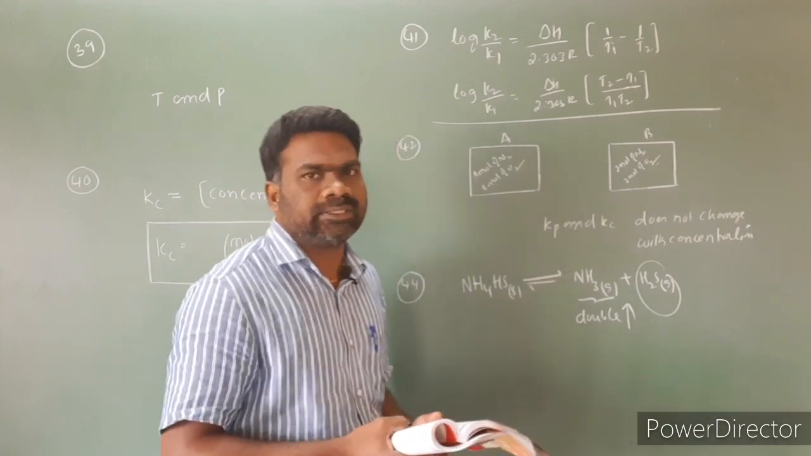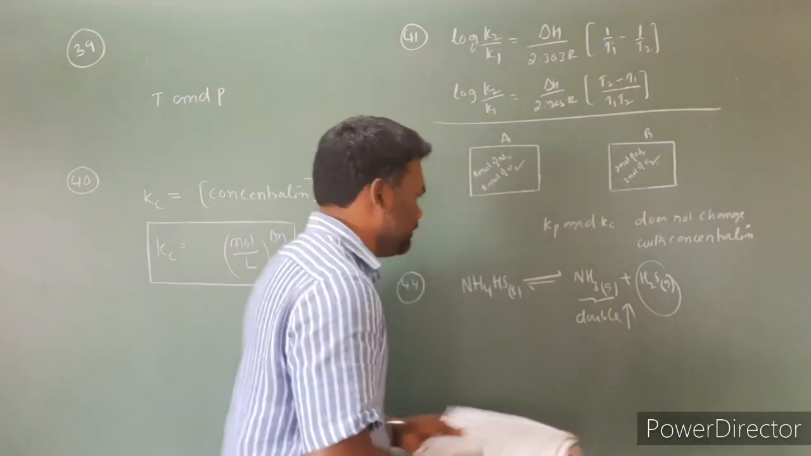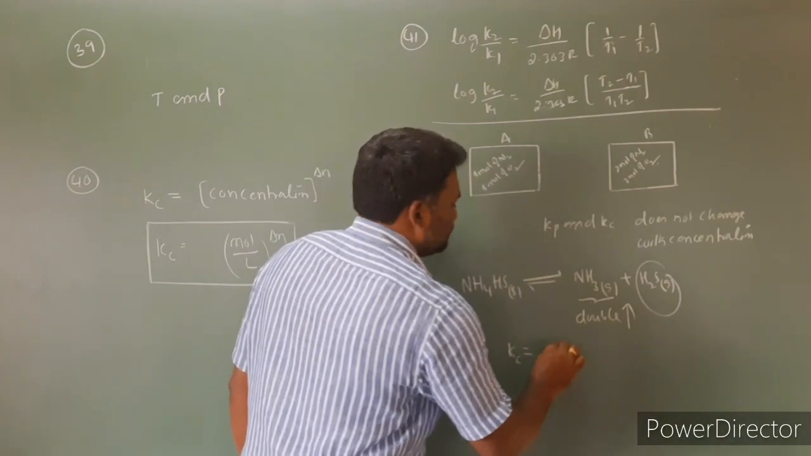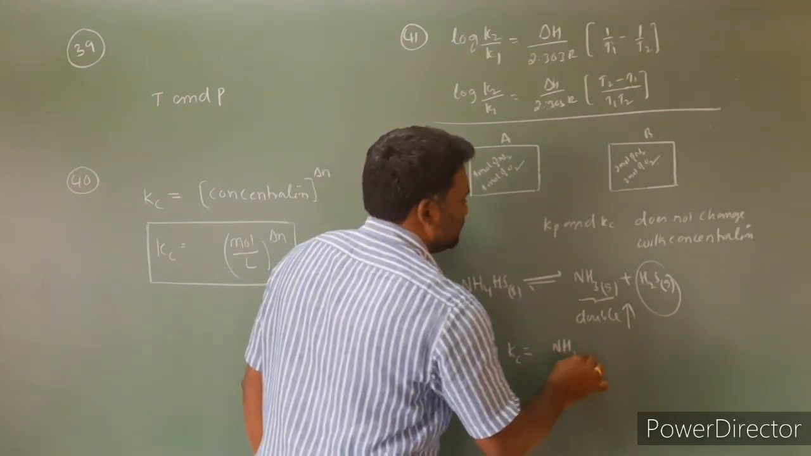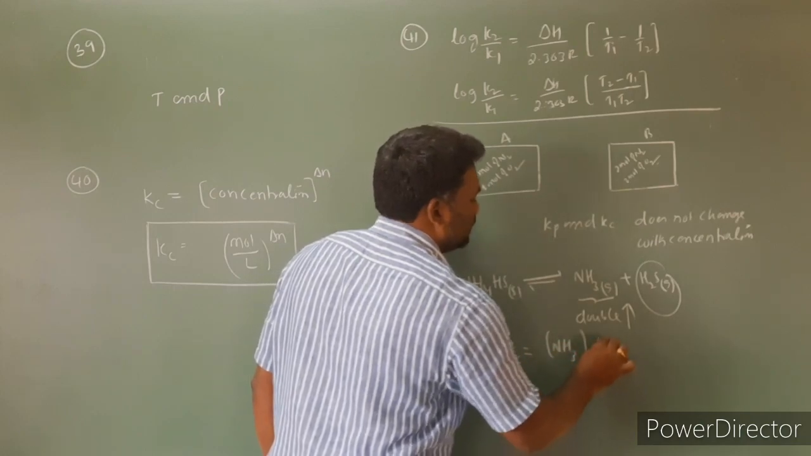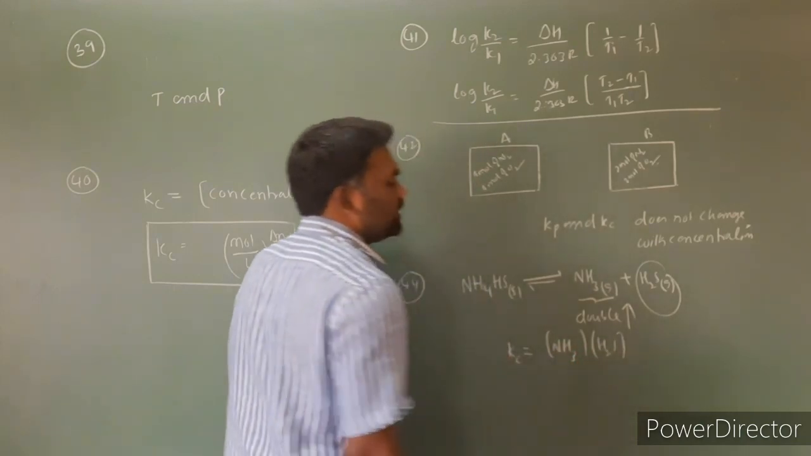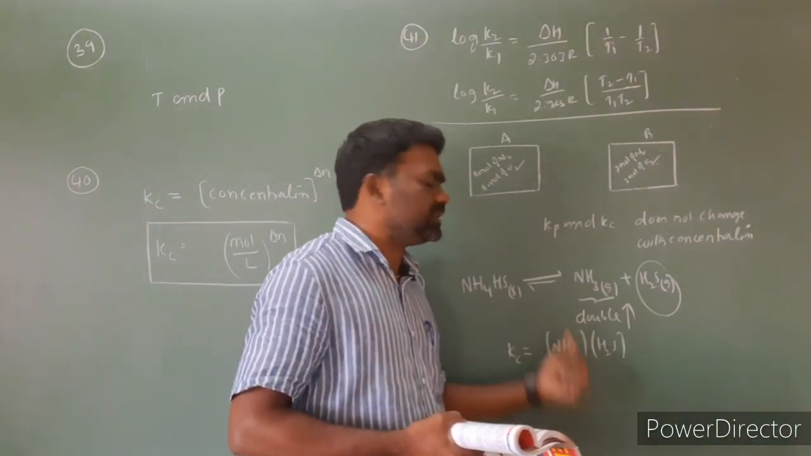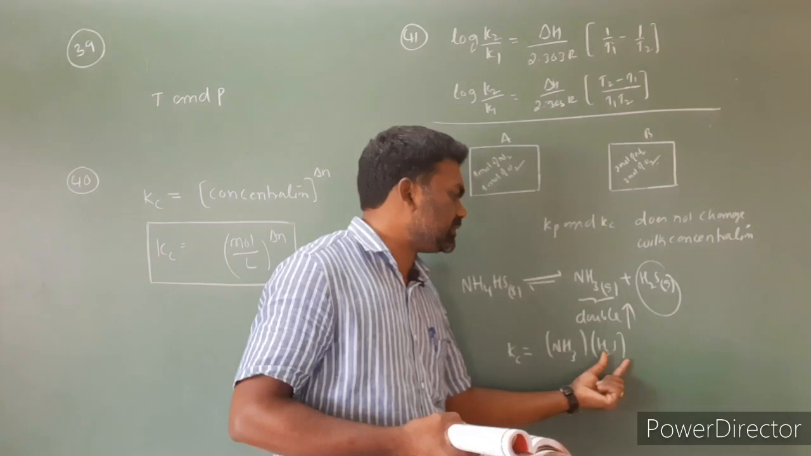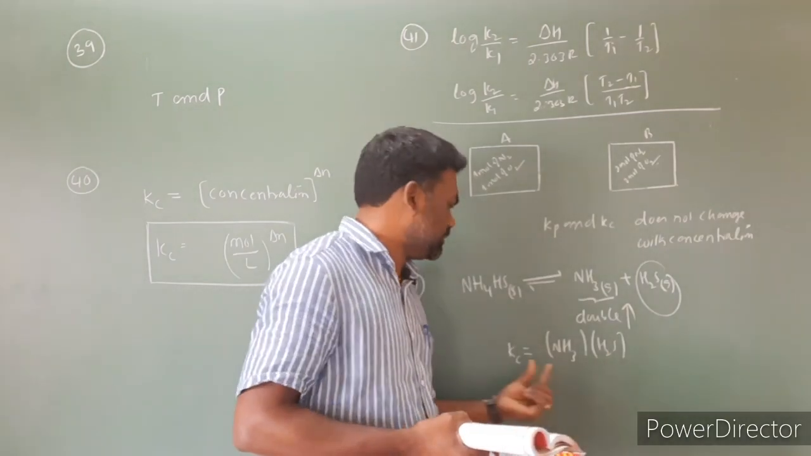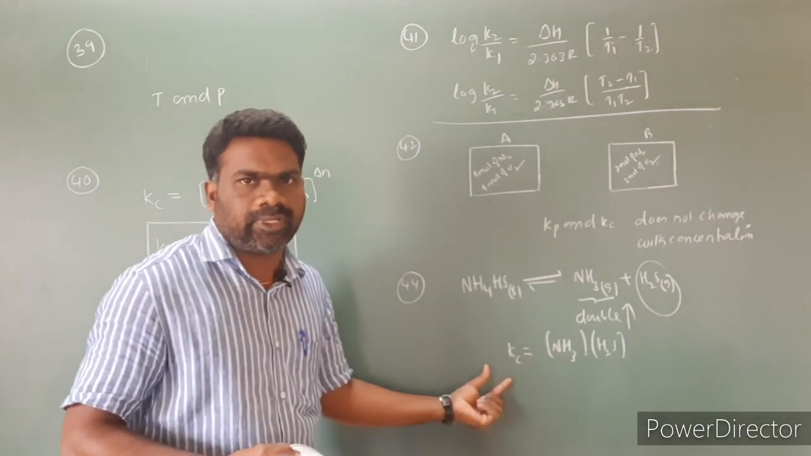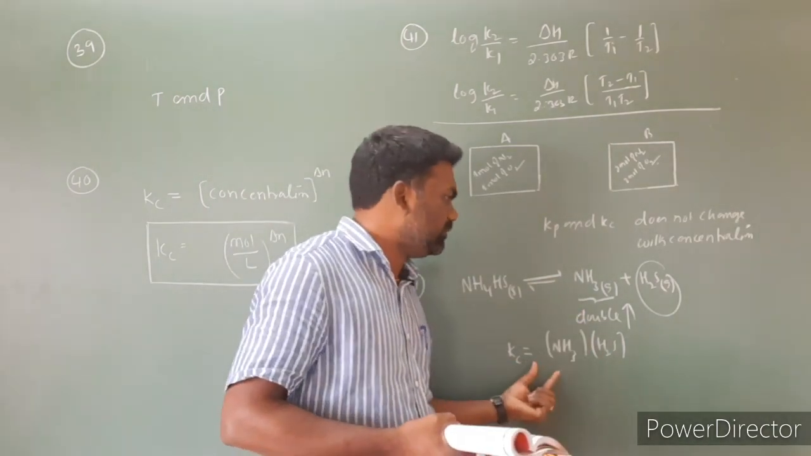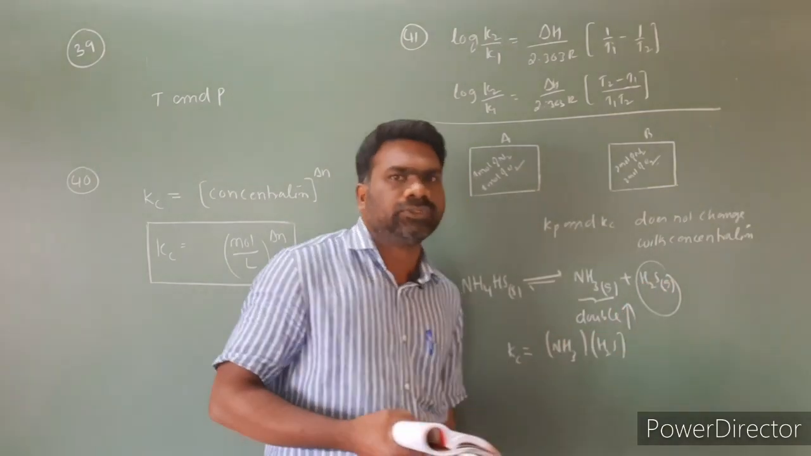To maintain the constant Kc value, first we have to write the Kc value for this case. So Kc is equal to NH3 concentration times H2S concentration. So here the NH3 concentration is going to double, and the H2S concentration is going to decrease by half, because to maintain the constant Kc value. So Kc value does not depend upon the concentration. To maintain the constant Kc value, the concentration of H2S decreases to half.